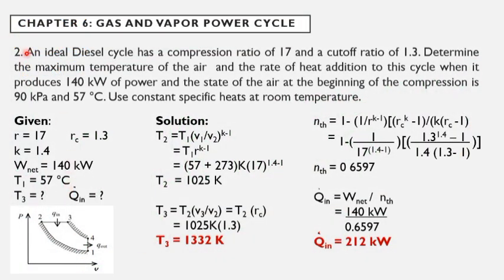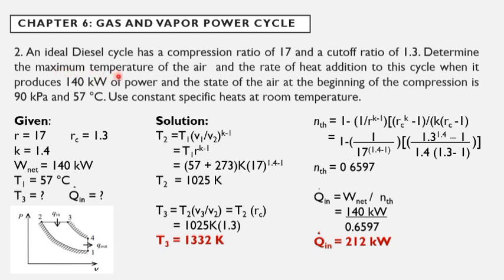Hello everyone, today we are going to solve another problem in chapter 6 of thermodynamics, the gas and vapor power cycle. Problem number 2. An ideal diesel cycle has a compression ratio of 17 and a cut-off ratio of 1.3.